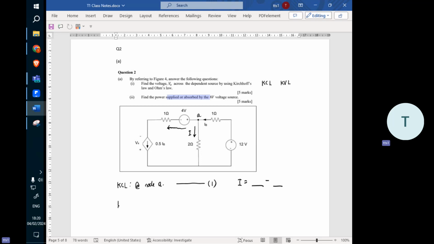You need the second equation using KVL. This KVL is around loop number 1. Let's define loop number 1 here.